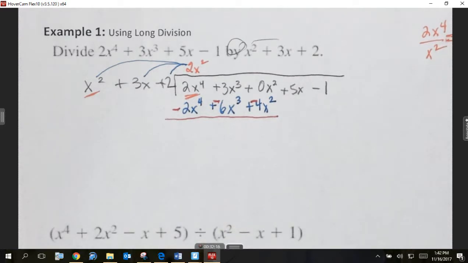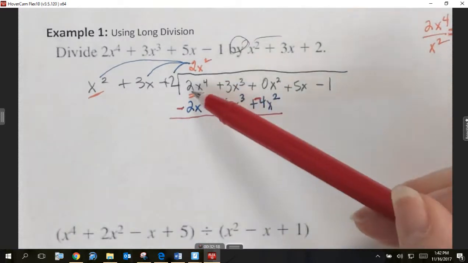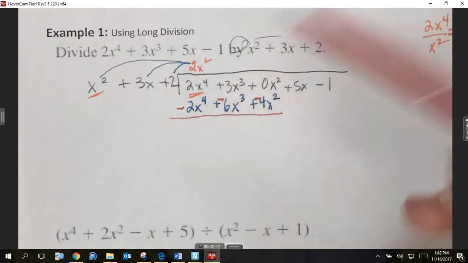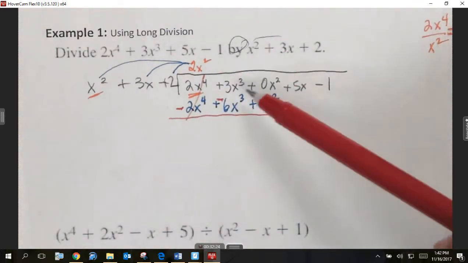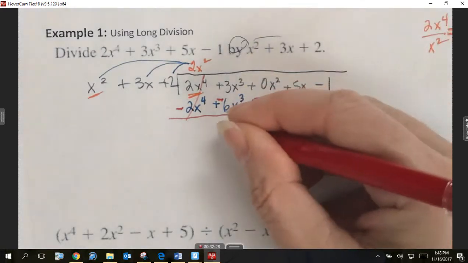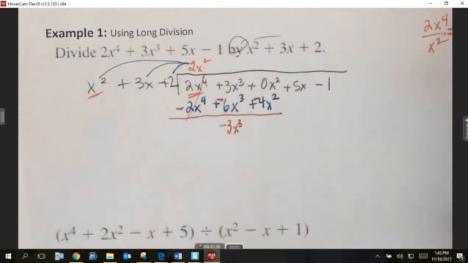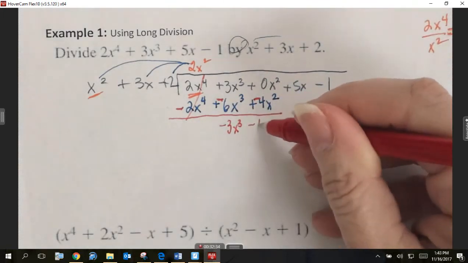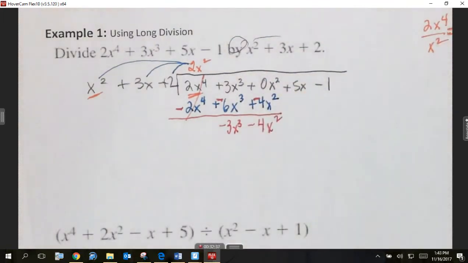Now I can actually just think about addition. I can think about 2x to the fourth plus negative 2x to the fourth, but let's cancel out. 3x to the third plus negative 6x to the third, so negative 3x to the third. 0x squared plus negative 4x squared, so negative 4x squared.